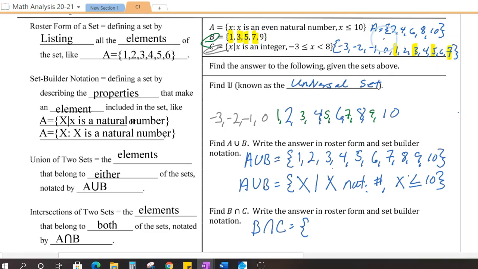Now I can take the numbers that are the same. Those are the intersection and write them down. If we're going to put it in roster form, we're going to write 1, 3, 5, 7.